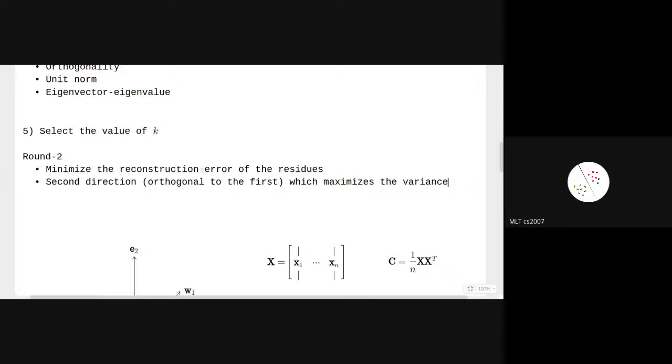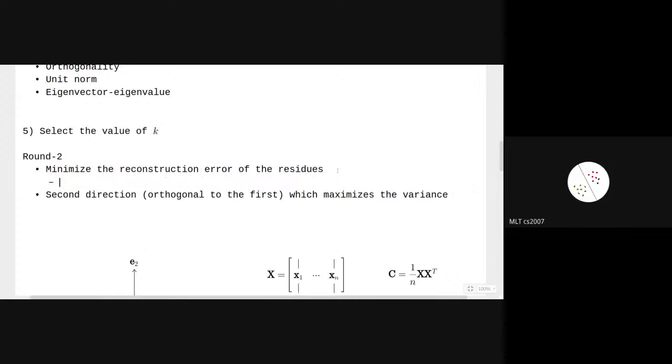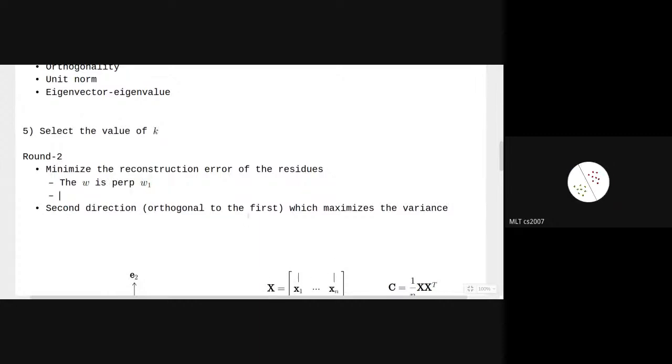So there are actually two steps here. First thing that you'll have to show is the W you're looking for is perpendicular to W1, right? This is the first thing that you'll have to prove. Yes. That will take you one step closer to the second statement.